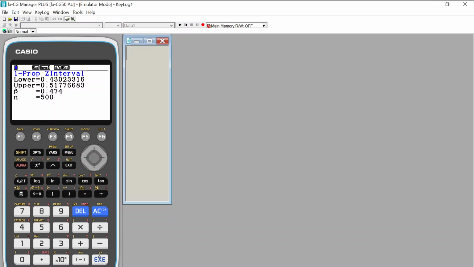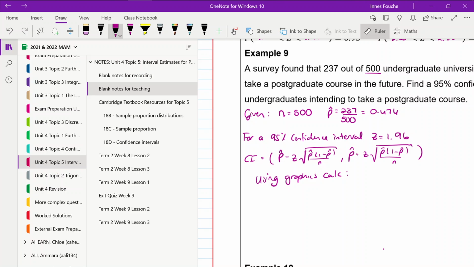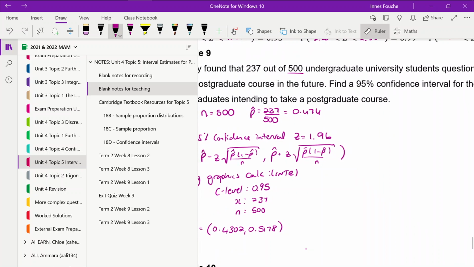And when I execute, it actually gives me my lower confidence limit and my upper confidence limit, which we're going to put in. So using graphics calculator, and I want to say which function I'm using. I'm going to write in confidence level is 0.95, X will be 237, N will be 500, and I'm going to say therefore my confidence interval is going to be 0.4302 and 0.5178. And we need to interpret that, okay?